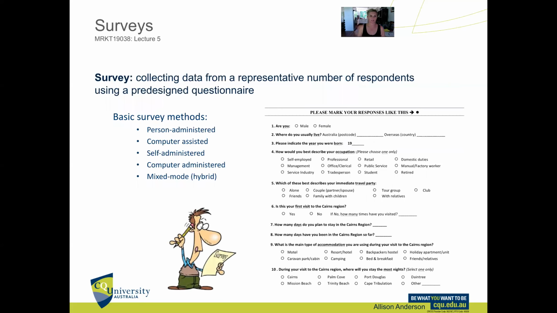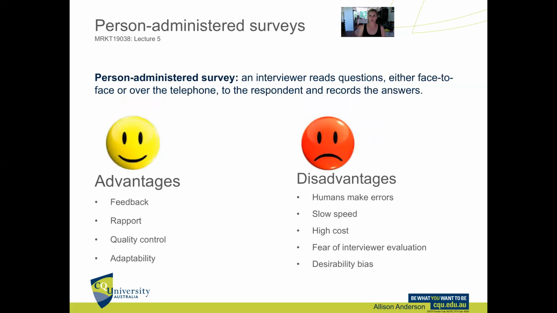So going back to person, we can see person-administered there in the basic survey methods. Here we go. Person-administered surveys are where an interviewer reads questions either face-to-face or over the phone to the respondent and records the answers. So I say, hello, how was your day today? Are you aged 30 to 35 or 36 to 41, and so on and so forth, and you tick and cross and fill everything in and say, oh, thank you for your time, and then you trot away and use that information to plug into your analysis and you can walk away happy.